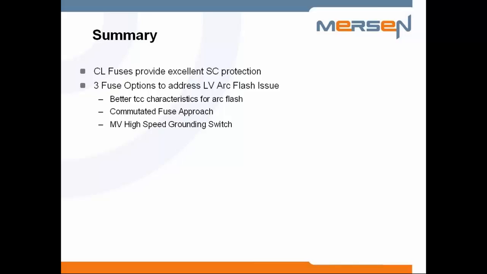And the third and final approach we showed using a medium voltage high-speed grounding switch tied to a secondary arc flash relay using the 50 PAF function with this high-speed switch gave clearing times of less than 4 milliseconds and resulted in incident energies below 1 calorie per square centimeter. And we expect those levels to hold for transformers up to 4,000 or 5,000 kVA.